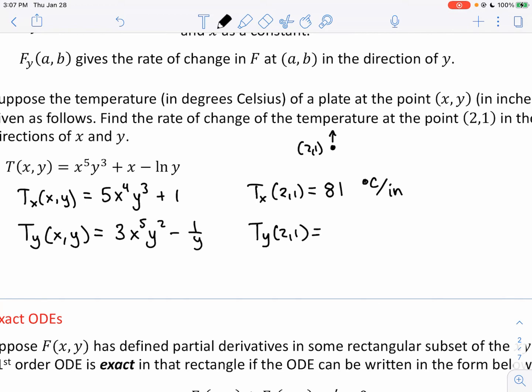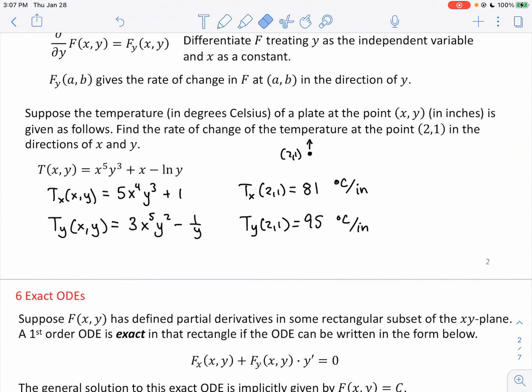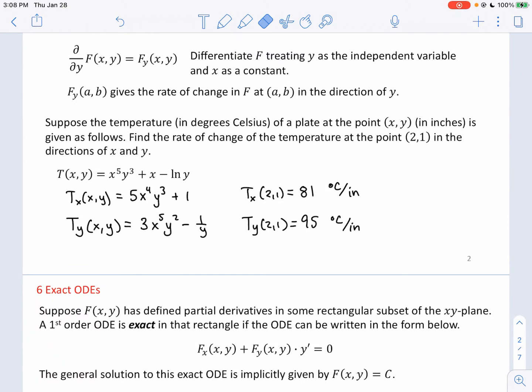So plug 2 and 1 in for x and y into T sub y, and 2 cubed, let's do that part first, is 8, times 3 is 24... so 2 to the 5th is 32, times 3 is 96, times 1 squared. So just 96, and then minus 1 over 1, so minus 1, so 95, if I did that correctly, hopefully I did. So in the direction of y, the temperature is increasing at 95 degrees Celsius per inch. And we get the rate of change in the direction of y. And we'll summarize here.